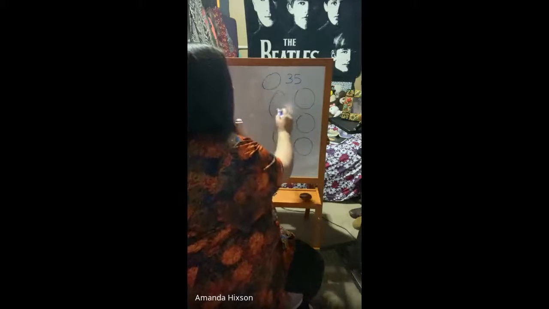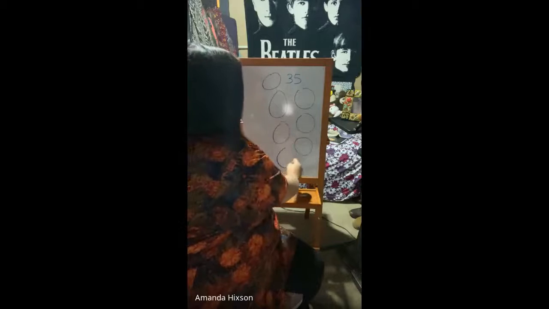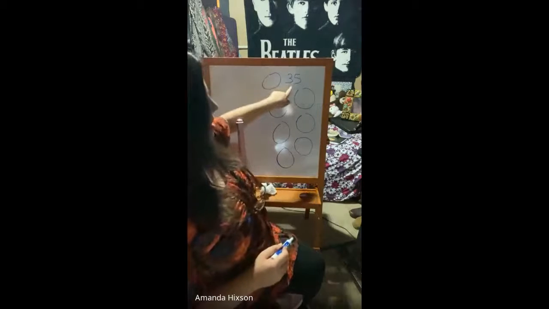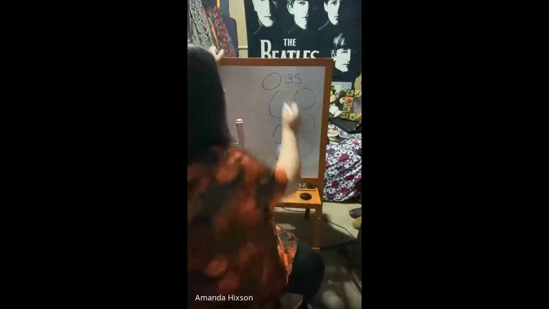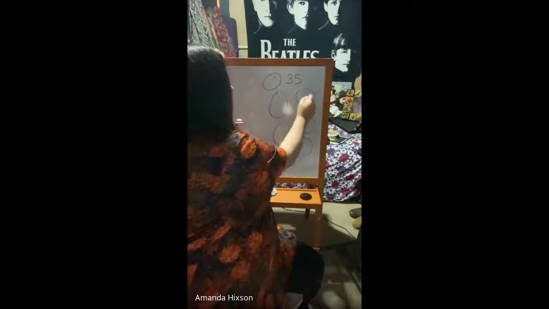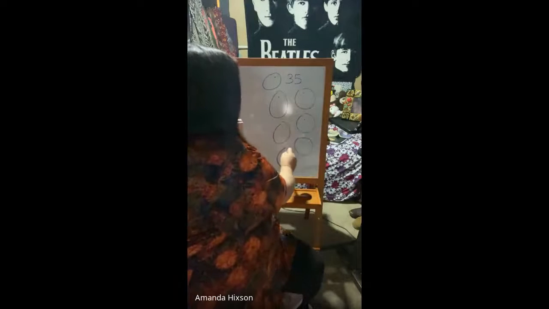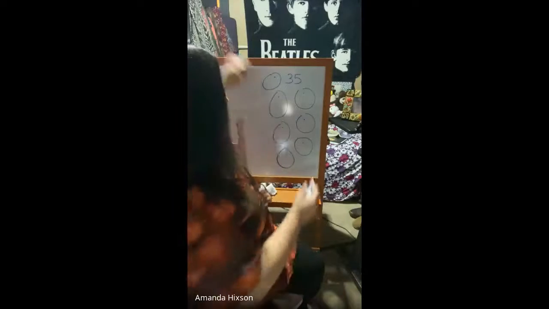So 1, 2, 3, 4, 5, 6, 7. Those are your 7 friends. And you have 35 muffins. So you give 1 to each person. And that's 7 muffins you've given away.